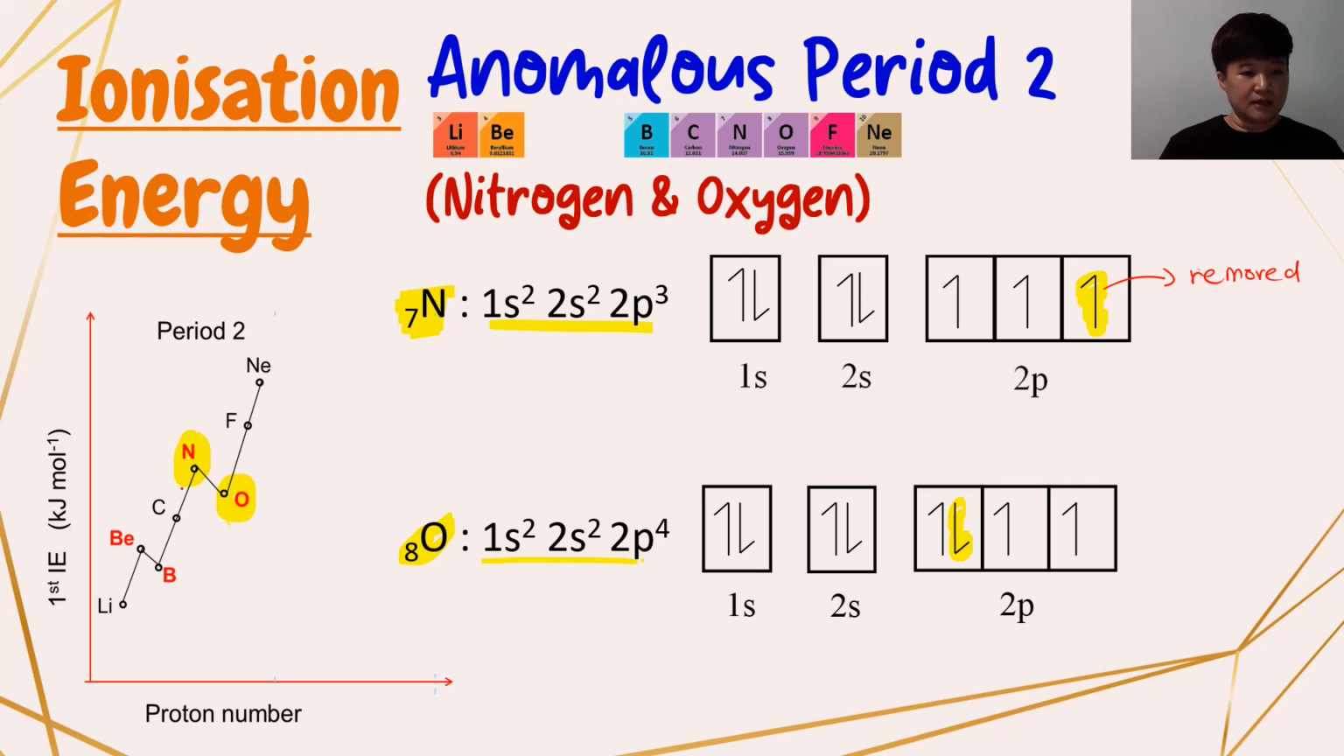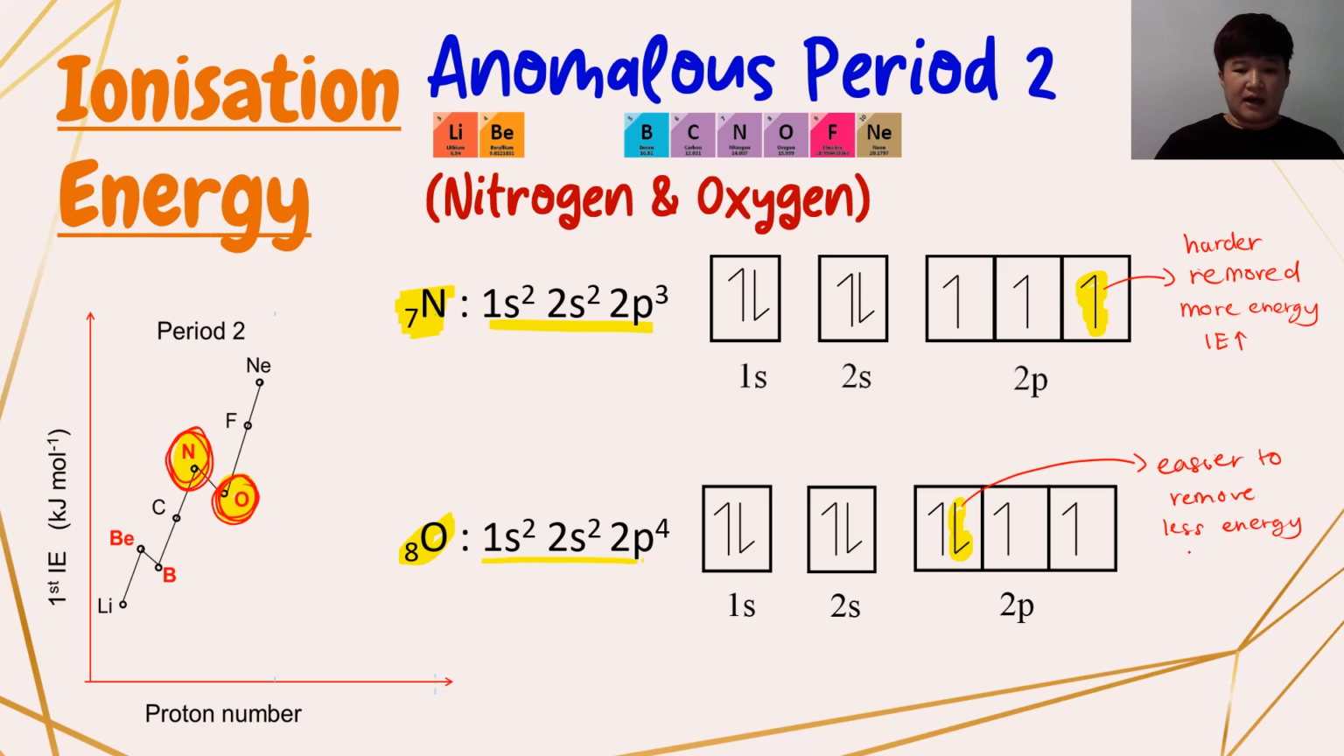And as you can see, nitrogen has a higher ionization energy in the chart. If nitrogen has higher ionization energy, it means it's harder to remove because you need more energy. That's why the ionization energy is higher. Vice versa, oxygen in the chart has a lower ionization energy. It means this electron is easier to remove. When it's easier to remove, it requires less energy, and that's why the ionization energy is lower.